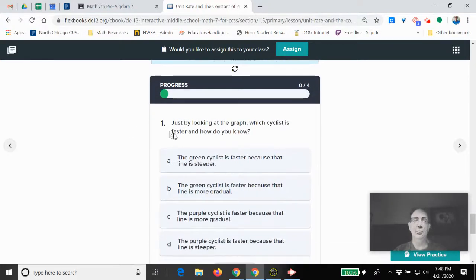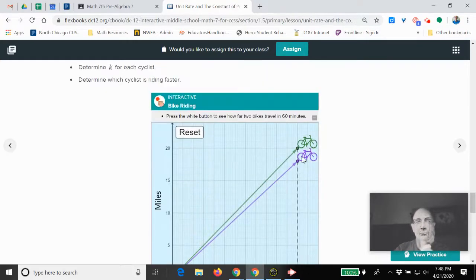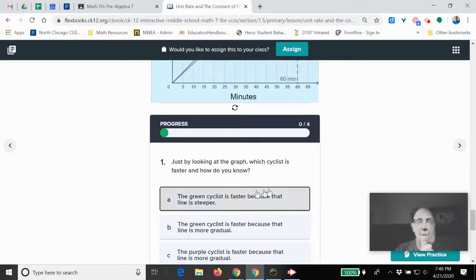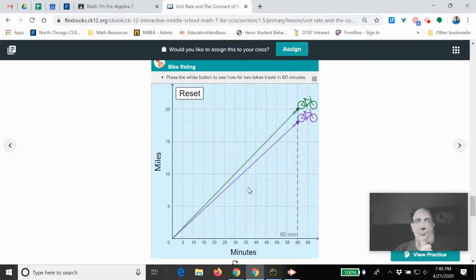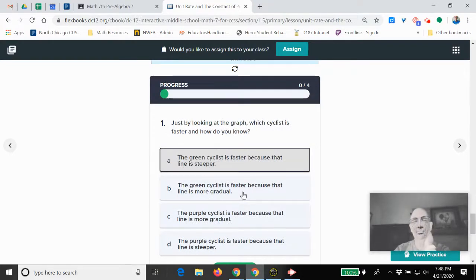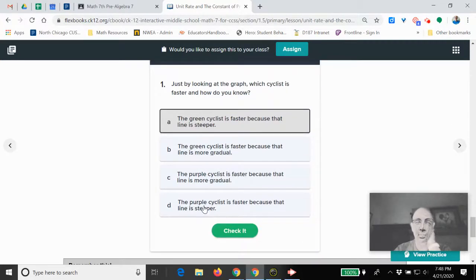Looking at the graph, which cyclist is faster? So the green one. How do you know? The green cyclist is faster because the line is steeper. So see how it goes up? The green cyclist is faster because the line is more gradual. That means less steep, so that was not true. The purple cyclist is not faster. The purple cyclist is faster because the line is steeper. So I think A is the only answer.